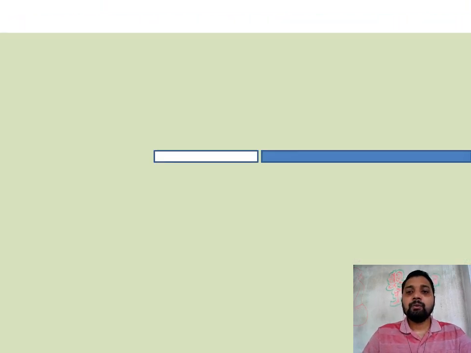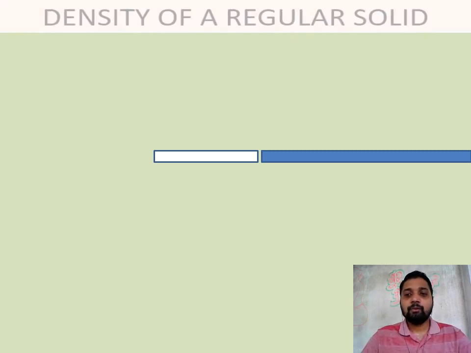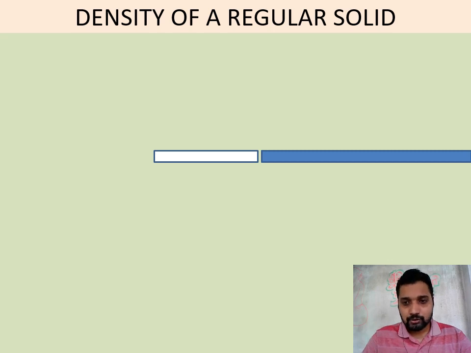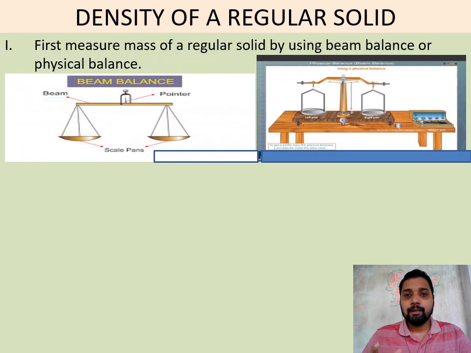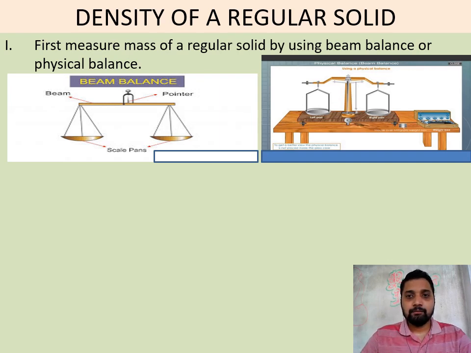Now it is time to learn how to calculate the density of a regular solid. As we discussed earlier, a regular solid means one which has a definite shape. To find the density, first we have to measure the mass, because mass we cannot calculate directly. We have instruments: a physical balance, a beam balance, and an electronic weighing machine, by which we can measure the mass of a regular solid. So first, we measure the mass of the given regular solid using a beam balance or physical balance. But most of the time we take a physical balance, because it gives accurate measurement, as a physical balance is always kept inside a glass case.